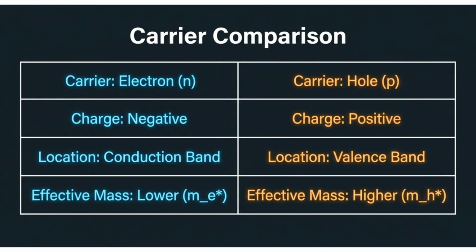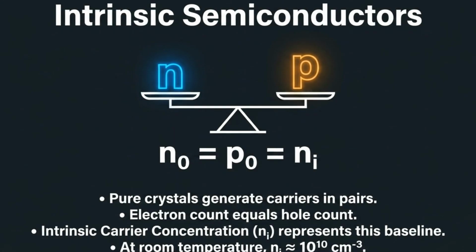Electrons are negative carriers in the conduction band with lower effective mass. Holes are positive carriers in the valence band with higher effective mass. In intrinsic semiconductors, pure crystals generate electrons and holes in pairs, so their concentrations are equal to the intrinsic carrier concentration, $n_0 = p_0 = n_i$.